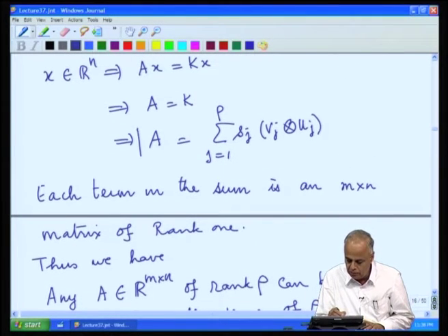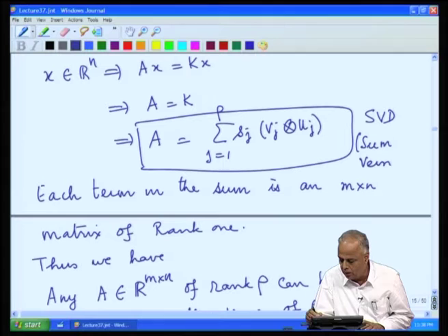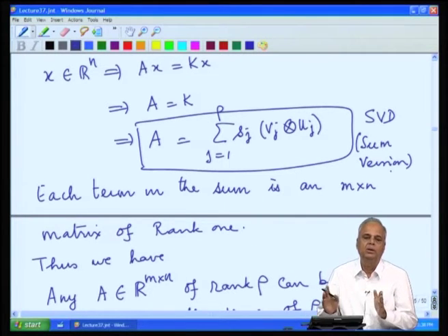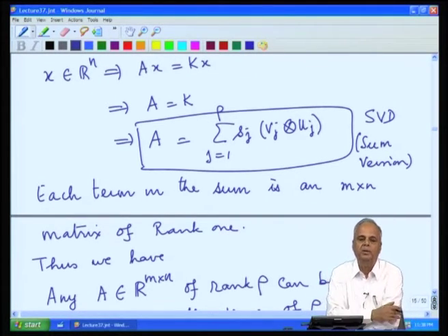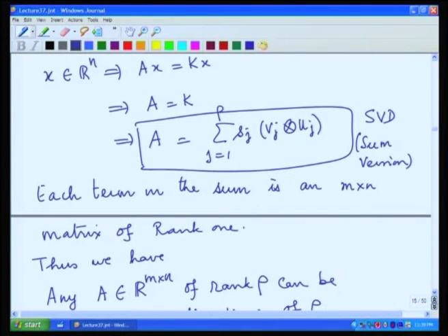This decomposition will be called the SVD, the sum version. We saw the product version of the decomposition, into a product of 3 matrices. Now we have the sum decomposition of any m by n real matrix. If the rank of the matrix is rho, then we can decompose it into rho matrices each of rank 1. So this is the generalization of such a decomposition we had for a Hermitian matrix.